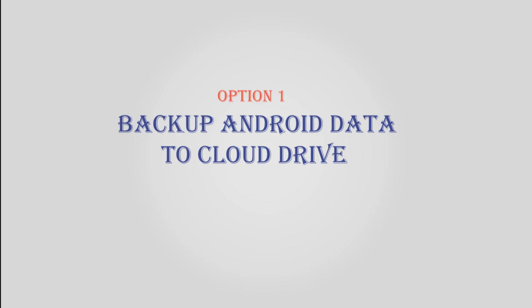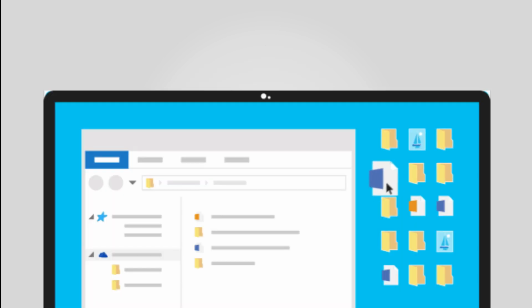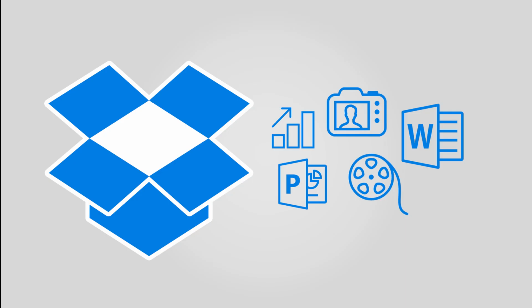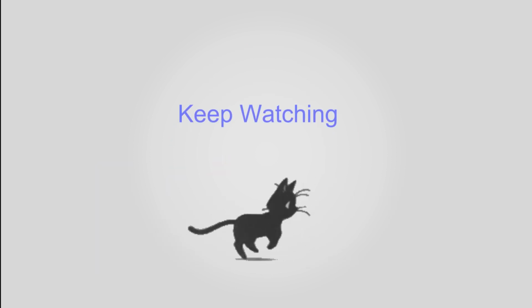Option 1. Backup Android data to Cloud Drive. Cloud Drive is a convenient choice for users, as you can easily upload or download files with an internet connection whenever and wherever. There are different options, such as OneDrive, Dropbox, Google Drive, and more. Most of them look similar and have similar operating procedures. Here we will take OneDrive as an example.